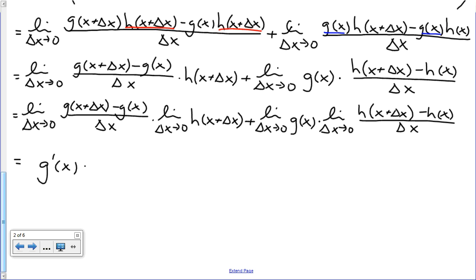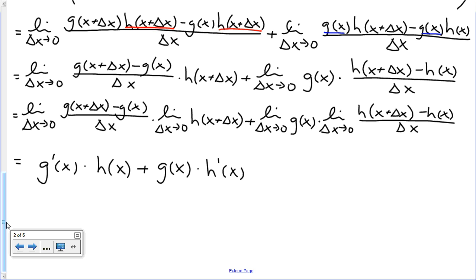And then the next limit that you have is just h of x plus delta x. So as delta x goes to 0 there, you'll have just h of x because the delta x is going to 0. And then we're adding that to the limit as delta x goes to 0 of g of x, which has no delta x in there at all, so it's just going to give us g of x. And finally, at the end, we have another limit of a forward difference quotient for function h this time. So by definition, the limit of a forward difference quotient for function h is defined as h prime of x.